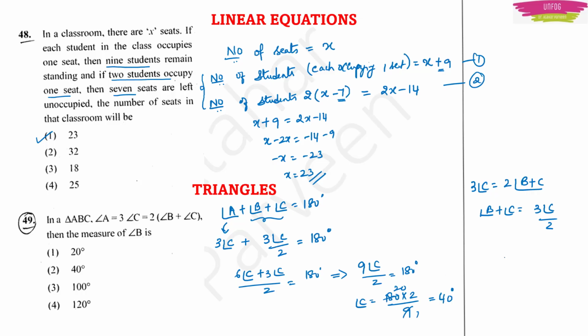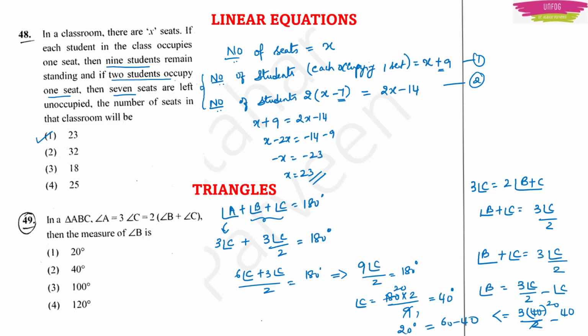Okay. Now we know that angle B plus angle C is equal to 3 times angle C by 2, right? So what will be our angle B? Angle B will be equal to 3 times angle C by 2 minus angle C, right? But what is angle C? It is 40 degree, right? So 3 into 40 by 2 minus 40. 2 ones are 2, 20s are 60. So this will be equal to 60 minus 40, or 20 degree. So angle B will be equal to 20 degree.